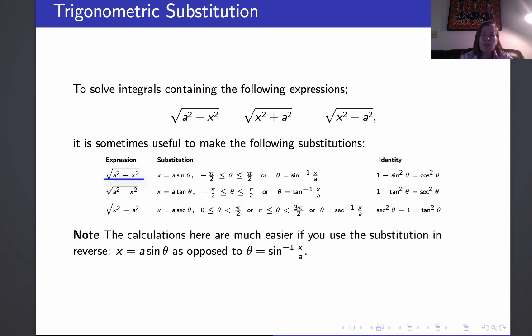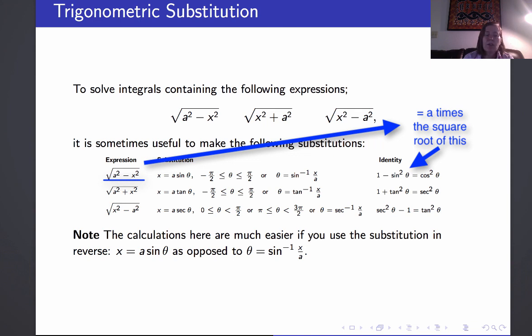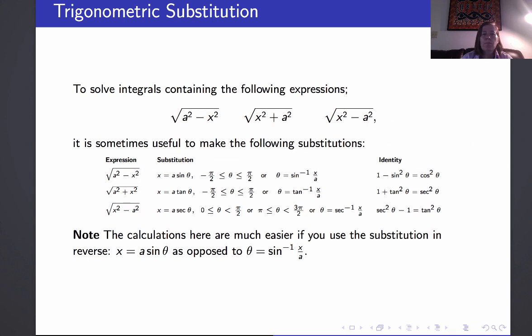So for the square root of a squared minus x squared, if I let x equal a times sine theta, where theta is understood to be between minus pi over 2 and pi over 2, this is equivalent to making the regular substitution theta equals sine inverse x over a. And in this case, the square root of a squared minus x squared becomes a times the square root of 1 minus sine squared theta. And of course, 1 minus sine squared theta is equal to cosine squared theta.